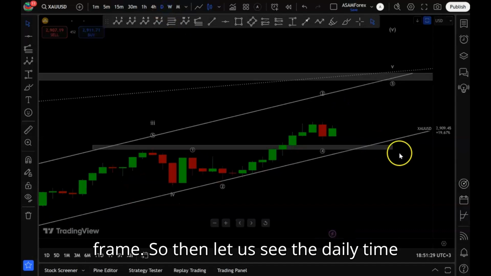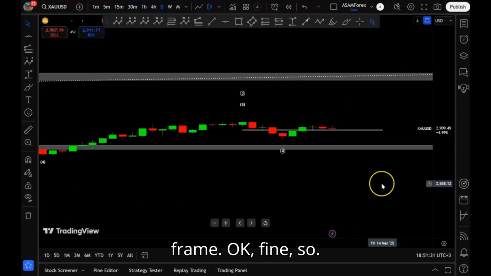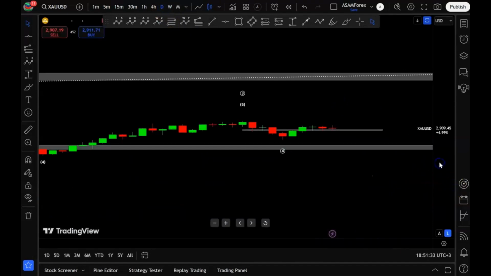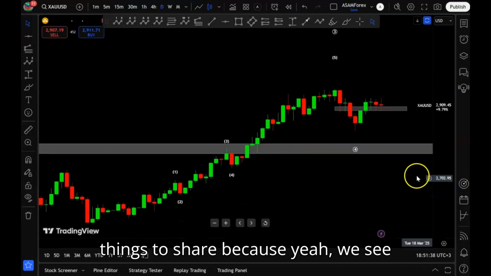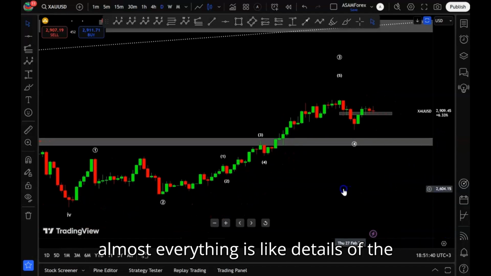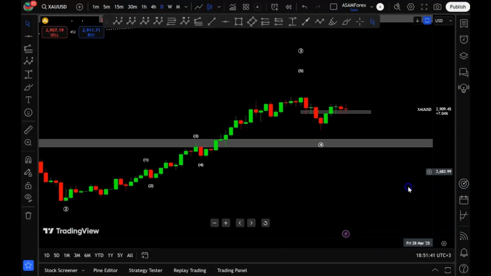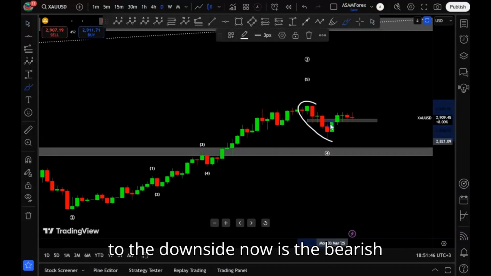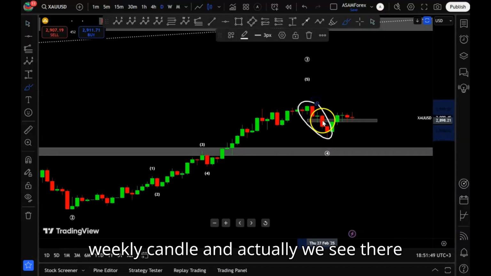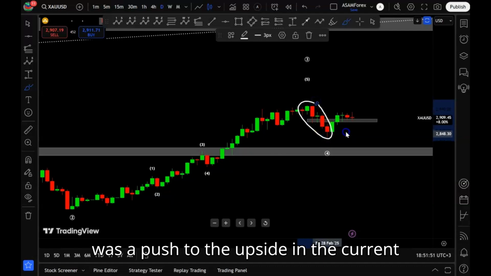Then let us see the daily time frame. The daily time frame does not have many things to share, because almost everything is like the details of the weekly time frame. We see this push to the downside is the bearish weekly candle, and there was a push to the upside in the current week candle.